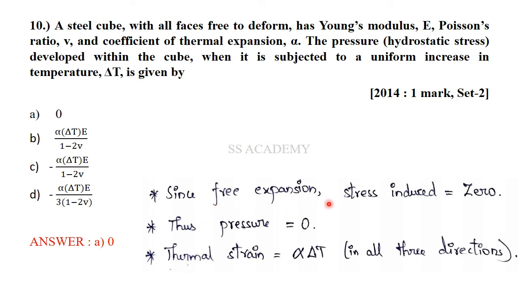So for free expansion, stress induced is always 0. Thus, the internal pressure, that is the hydrostatic stress, comes out to be 0. But there will be thermal strain in all three directions, which is alpha del T. So the volumetric strain will be 3 alpha del T, but the stress induced will be 0. If it is restricted in a particular direction, that is in the x direction or y direction or z direction, then there will be stress equal to alpha del T into E, which we have studied earlier.